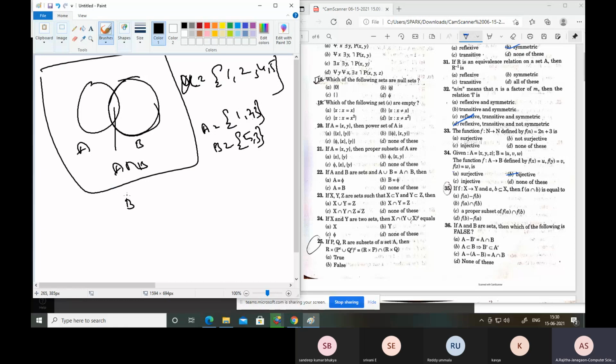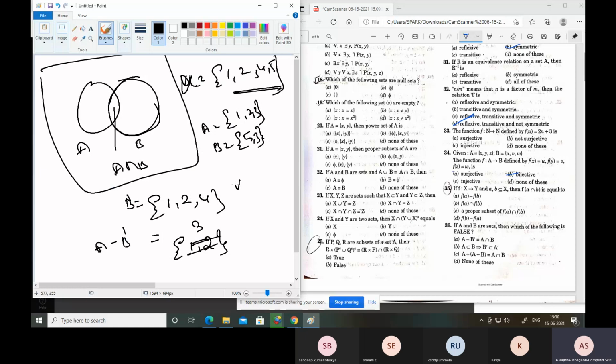So what is the B complement here? B complement is nothing but 1, 2, 4. A minus B complement is nothing but 1, 2, 4. That element is in A but not in B. Here 1, 2. Element is in A but not in B. That means only 3 items.